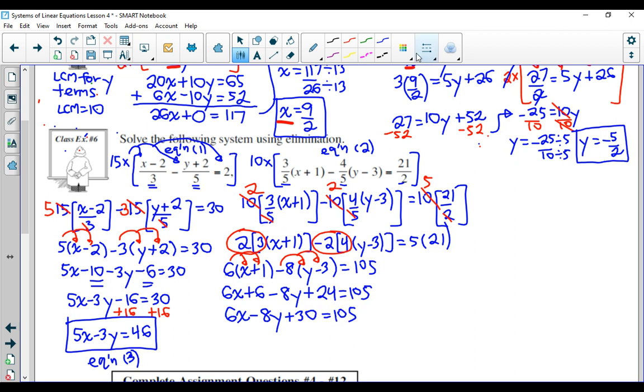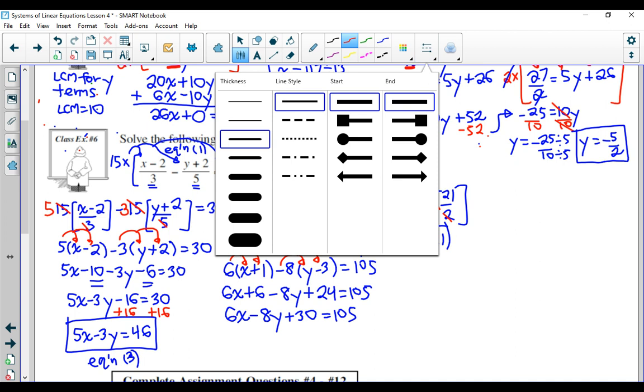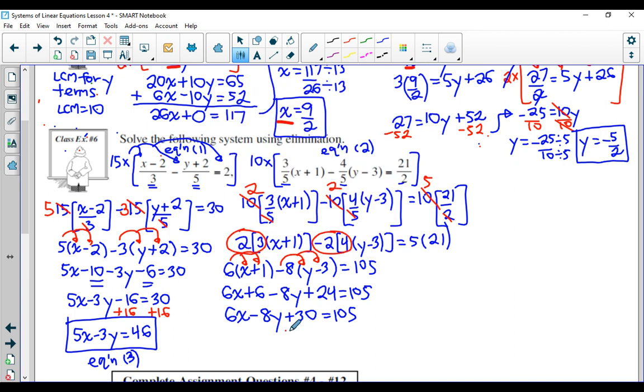But again, if I'm going to stack the equations correctly, I need the constant term to be on the other side. So I'm going to subtract 30, and then you get 6x minus 8y is equal to, this will be 75. Okay, we're going to box that and call it equation number 4.